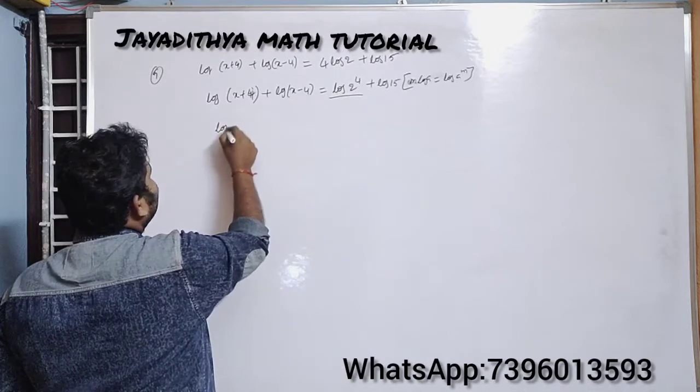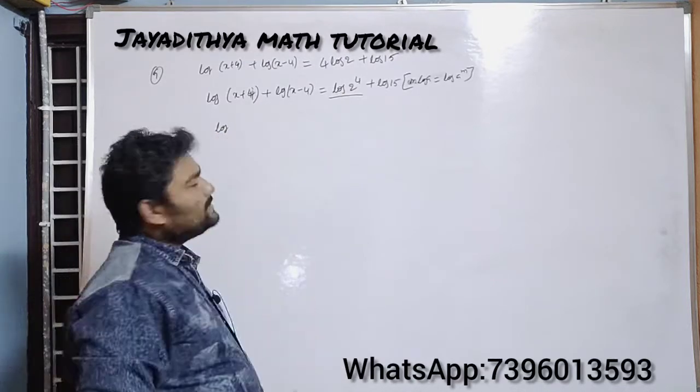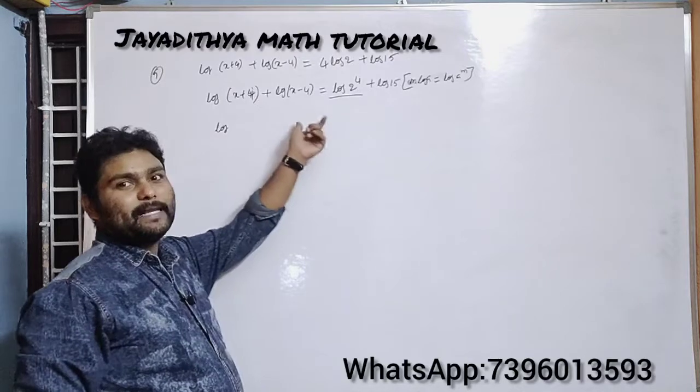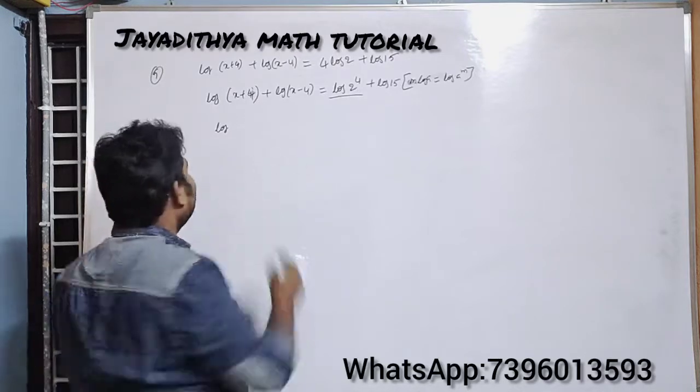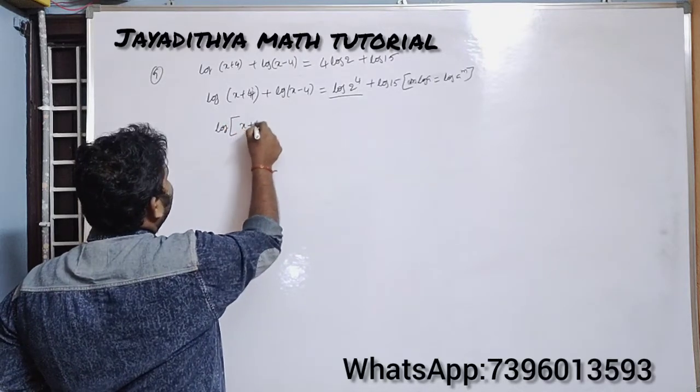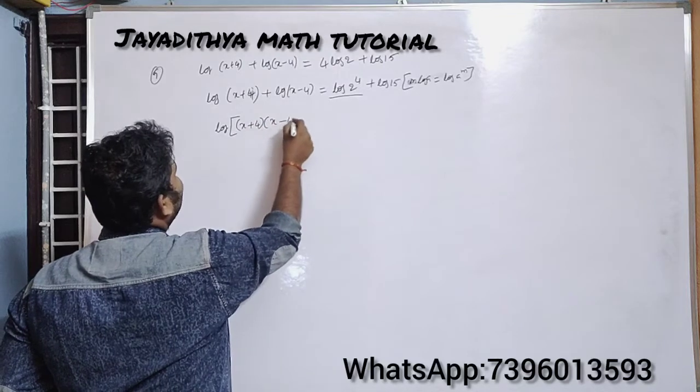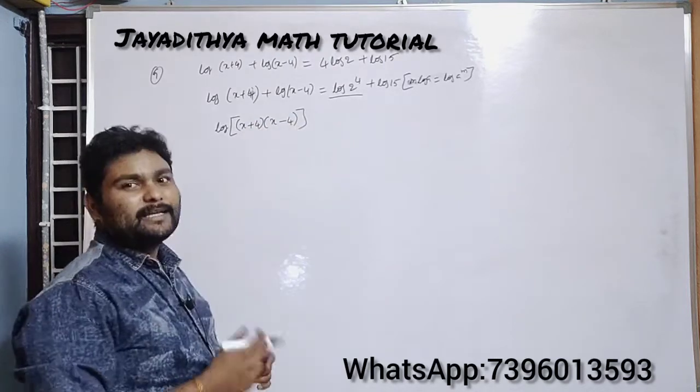Then you can write here log(x plus 4) plus log(x minus 4). This is like log a plus log b. You can write it as log ab. So this will be (x plus 4) into (x minus 4). Okay now, here some students are making mistakes.